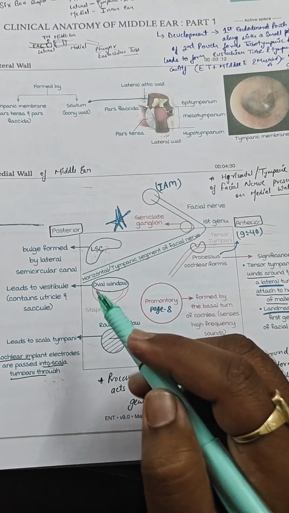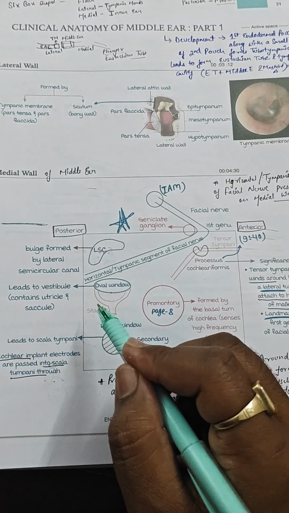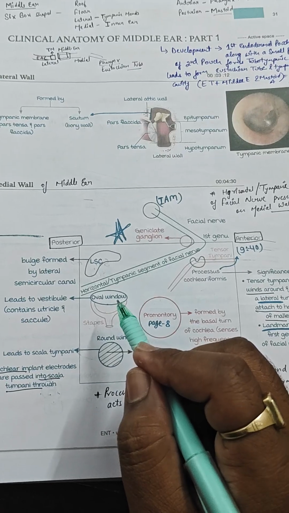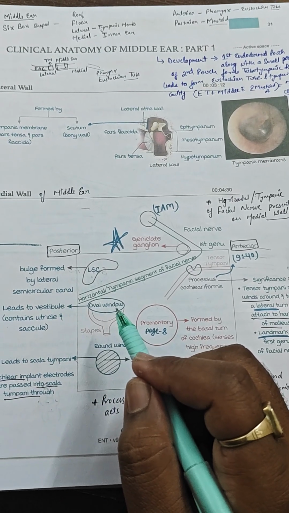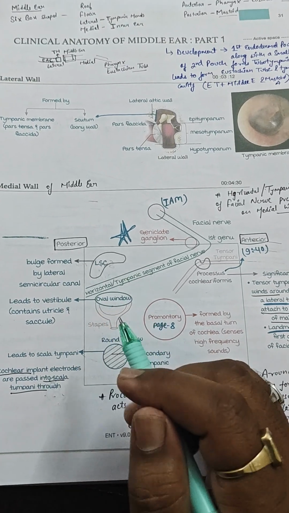Okay, as we know the structure of the stapes, there are the two crura of the stapes and the footplate of the stapes. It is separating the vestibule from the middle ear.